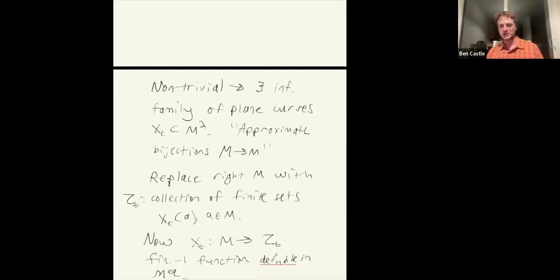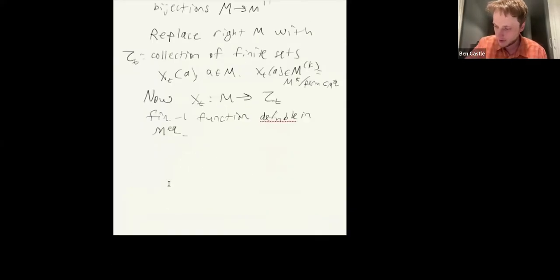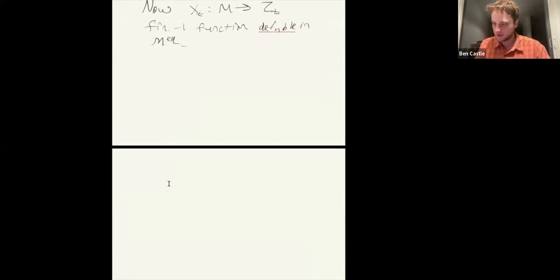So you can view finite sets. Here we can specifically say xt of a lives inside the symmetric kth power, where the symmetric kth power equals m to the k mod permutations. And this is a sort in MEQ, so this is a definable thing. Okay. So now we have cheaply built a finite to one definable function, and in just as cheap a way, we turn it into a bijection.